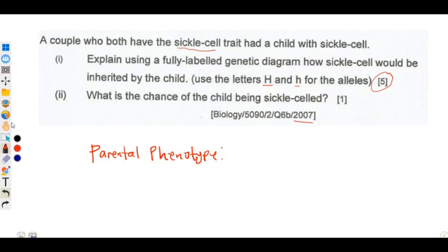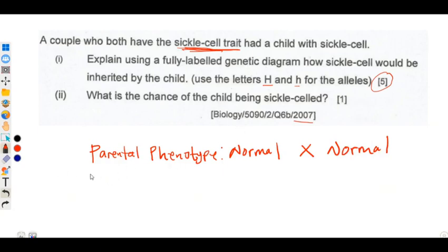Remember the parental phenotype in this case, they are saying a couple who both have the sickle cell trait. So they are not saying that this couple was sick, but they just had a sickle cell trait, meaning that these parents were carriers. If they are carriers, it means that their phenotype is that they are normal. Okay, both parents are normal. So you say normal parent that will be crossed with another normal parent. According to the statement, they are just carriers. They are having the sickle cell trait.